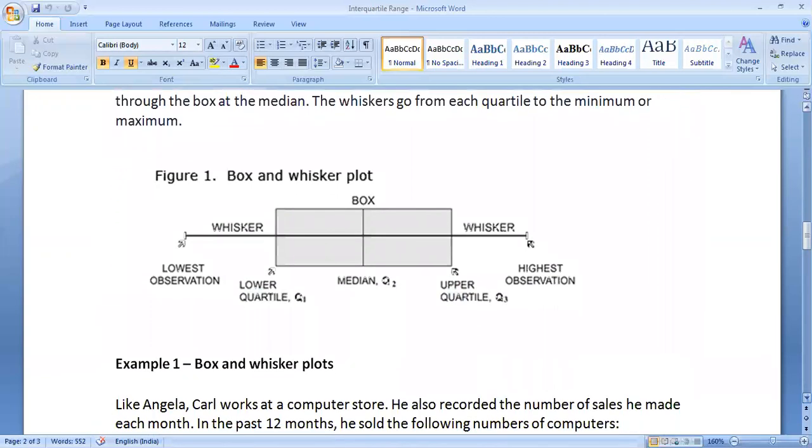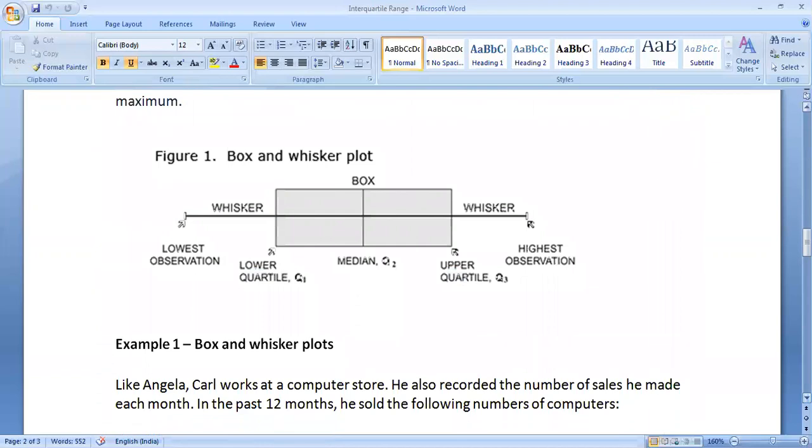So here there is a diagram. Here the lower quartile is Q1, the median is Q2, the upper quartile is Q3, the leftmost is the lowest or minimum value, and the rightmost is the highest value. The box is plotted between Q1 and Q3, and there is a median line that passes through Q2. This is called the box and whisker plot.